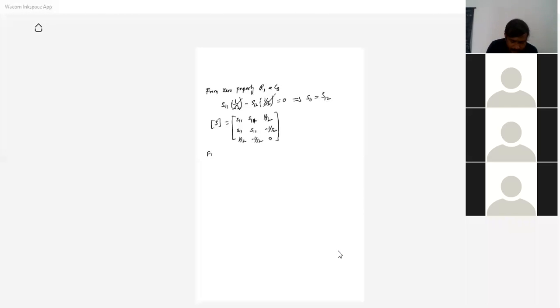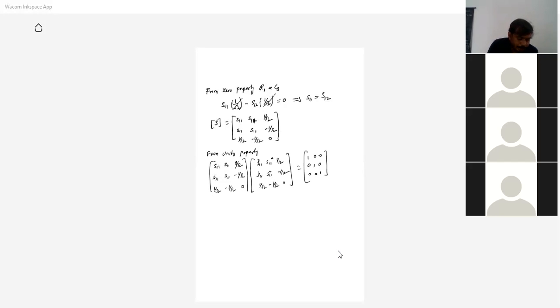So from unitary property, I will write once again. S11, 1 by root 2, S11 minus 1 by root 2, 1 by root 2 minus 1 by root 2, 0. Then conjugate of this. So S11, 1 by root 2, S11, minus 1 by root 2, 1 by root 2 minus 1 by root 2, 0, is equal to 1, 0, 0, 0, 1, 0, 0, 0, 1.